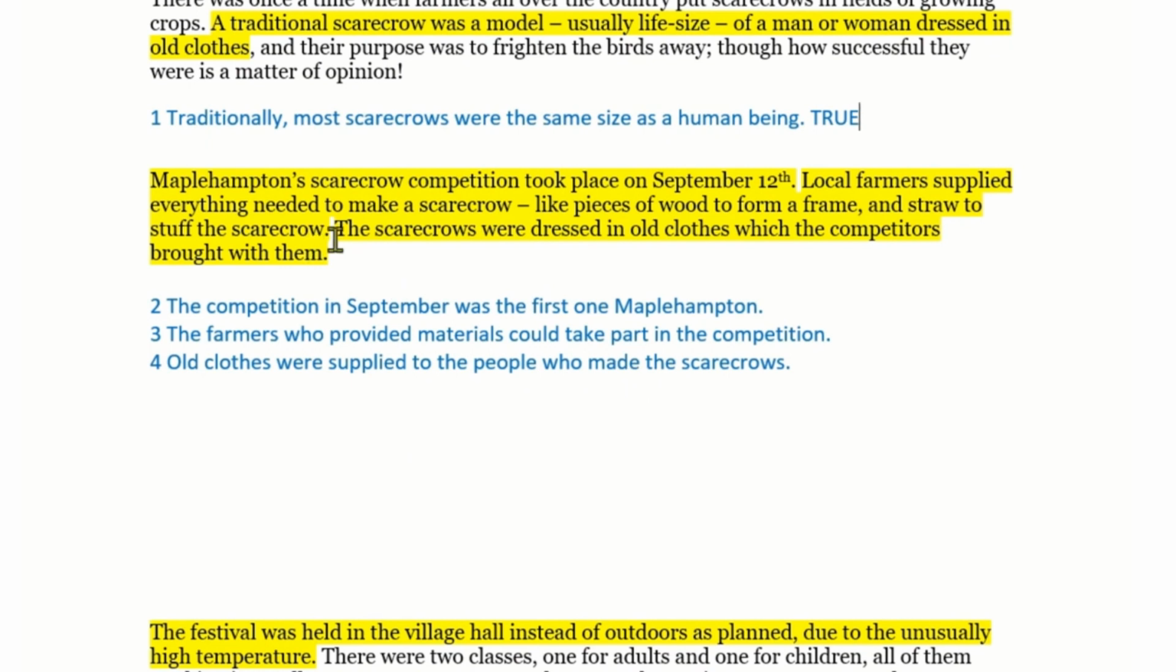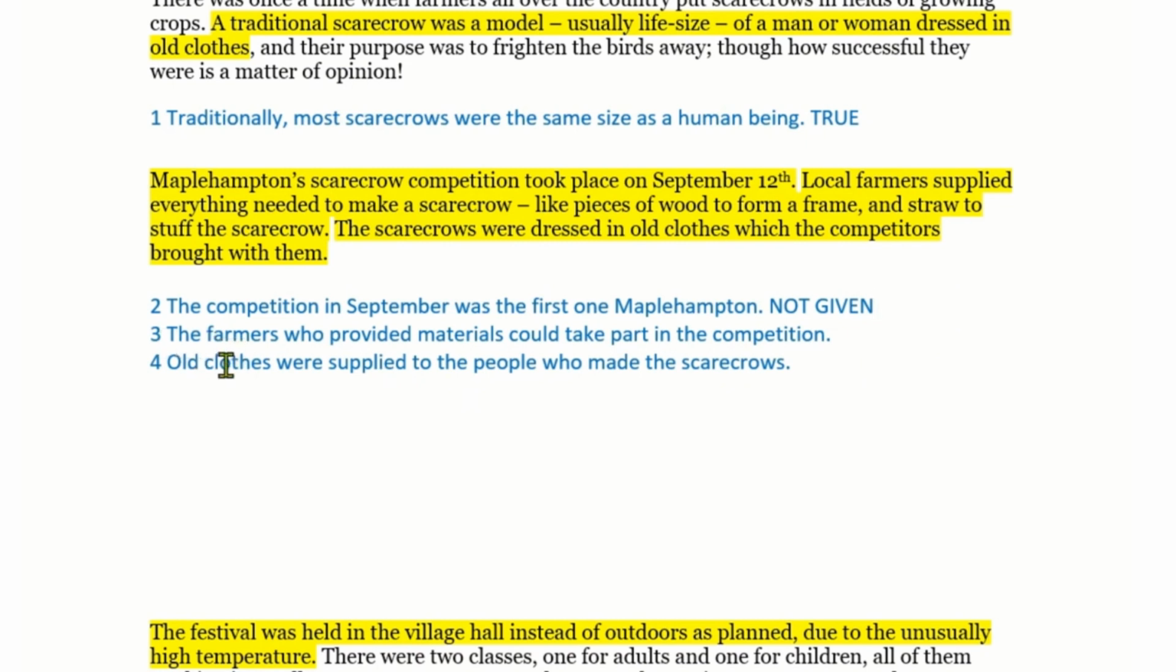Okay, moving on to the second, third and fourth statements. Number 2 says the competition in September was the first one in Maplehampton. And in the text we have Maplehampton's scarecrow competition took place on September the 12th. And that's all the information we have. Okay, so it doesn't say if it was the first one or not. So we don't know, so that one is definitely not given.